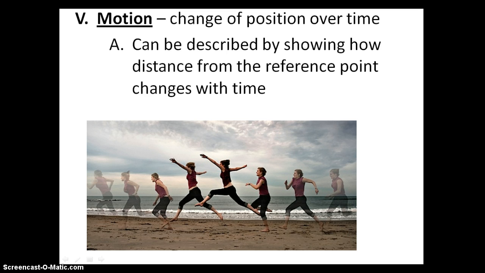Motion is actually what we're studying this whole new unit, and it's the change of position over time. It can be described by showing how distance from the reference point changes with time. So, for example, this jumper is starting here on the right side of the beach, and over time, she has gone from here, all the way to the other side. And so over time, she has changed her distance, right? She's changed her position, her location. She's moved. So that's how you know something has moved, because it's gone somewhere else during a certain amount of time.